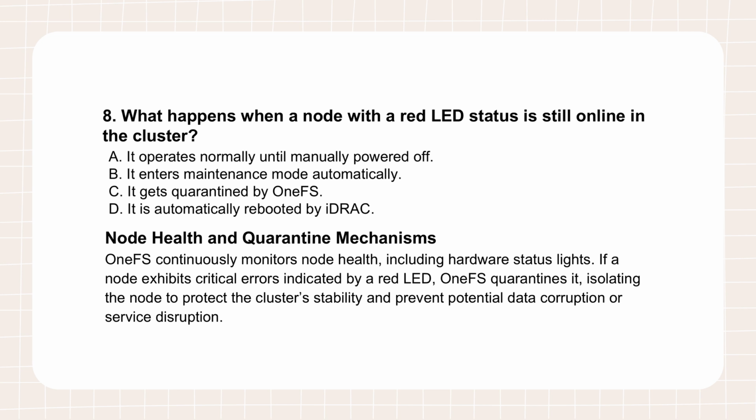When a node's LED indicator turns red, but the node itself stays online, OneFS, that's the operating system, initiates an intelligent quarantine mechanism. Quarantine, like it isolates it. Exactly. It effectively isolates or quarantines that specific node to protect the overall integrity of the entire cluster. So it walls it off. Precisely. This action is critical because it prevents the faulty node from affecting data availability or, worse, causing broader problems across the rest of the cluster. It maintains stability and protects your valuable data from potential corruption or loss caused by that one iffy node. That's smart.